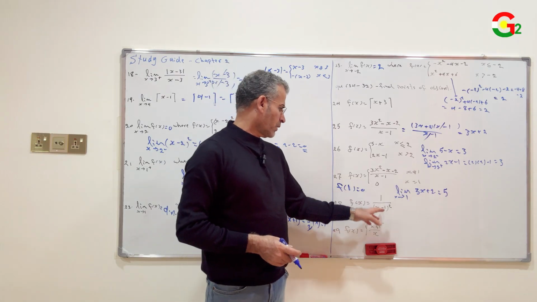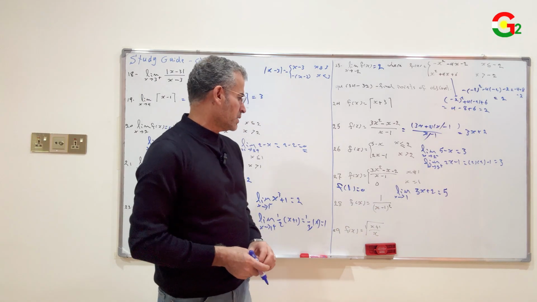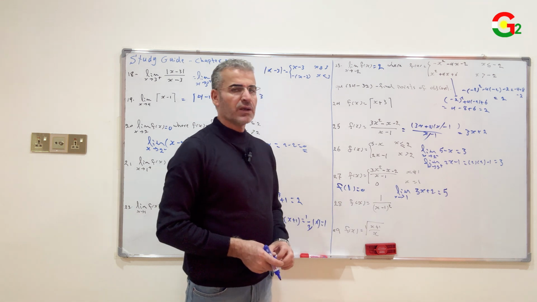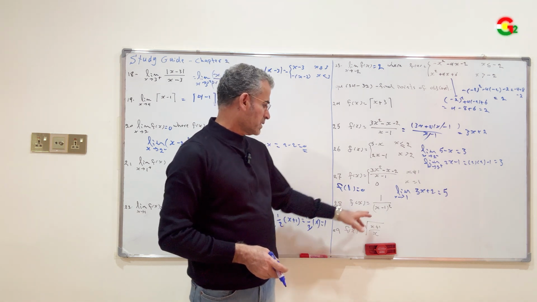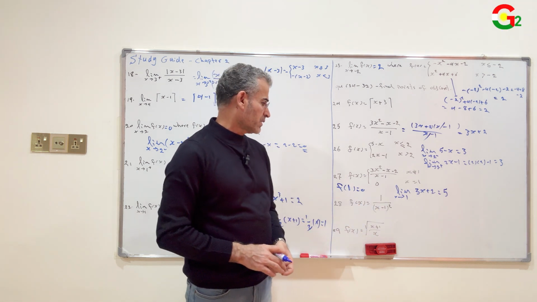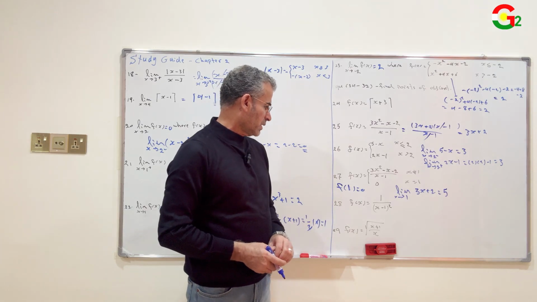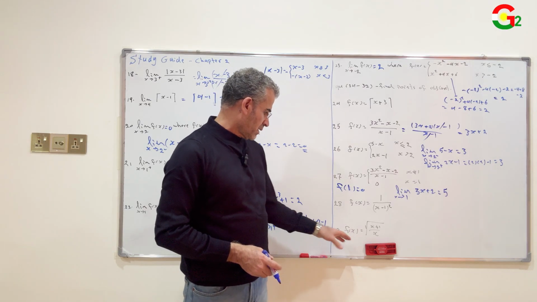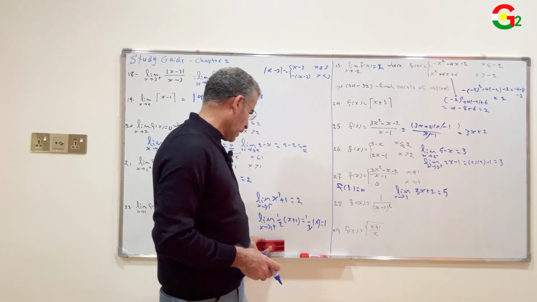Question number 28. F of x equal 1 over x minus 1 square. This function is discontinuous at 1, since 1 is not in the domain of this function, and the discontinuity is not removable since the limit does not exist. Question number 29.